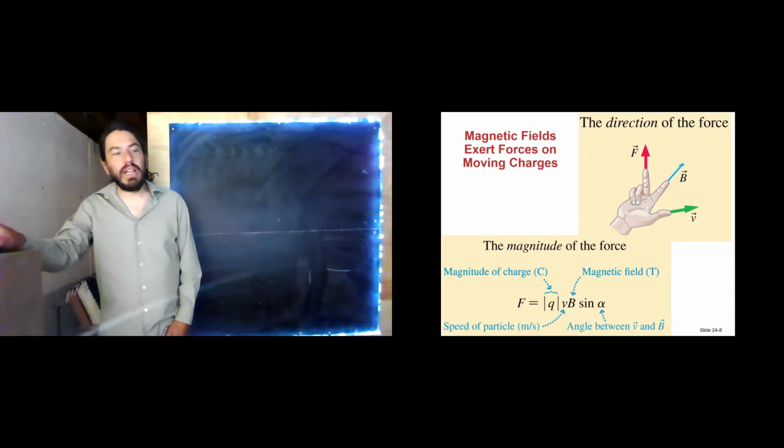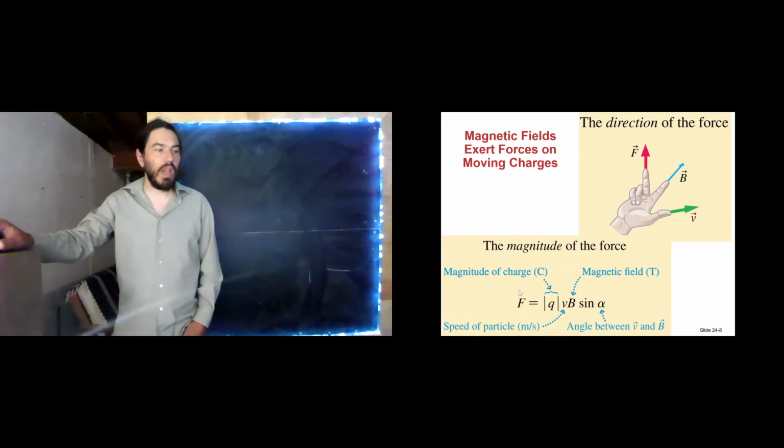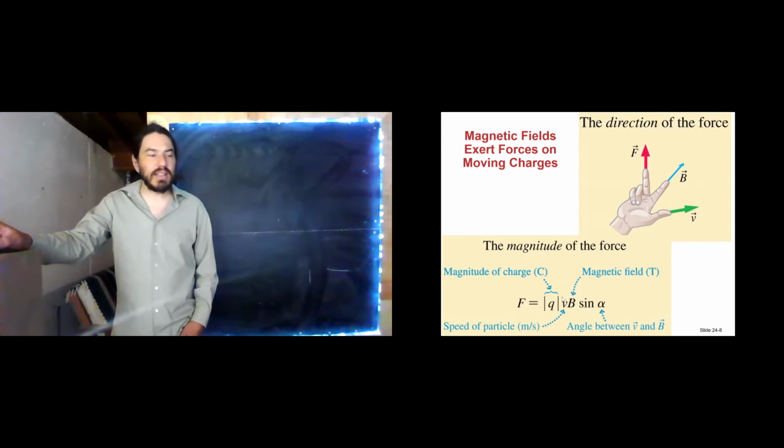So we use our right-hand rule to help us calculate the direction of the force. The magnitude of the force is given by this equation right here. So the magnetic force is the magnitude of the charge times the speed of the particle times the magnetic field, and then times the sine of the angle between them. And you can see that this encompasses all of the information that we had in those first few slides.